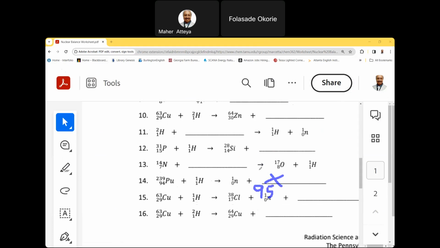The top, atomic mass number? 239. 2, 3, 9. And X will be what? AM? Yes, AM. That's correct. So you got that correct.